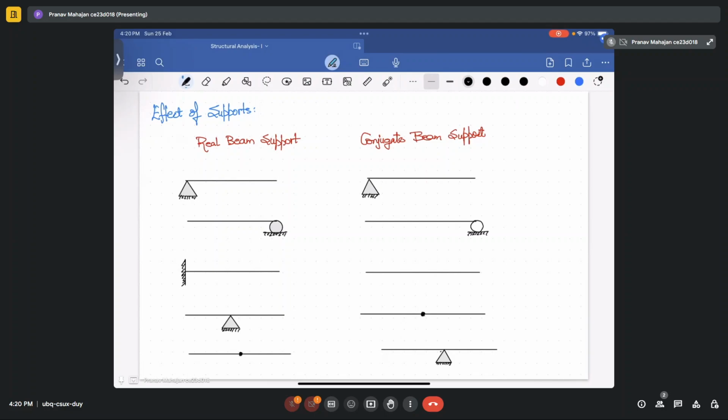So all these effects need to be considered when you are constructing your conjugate beam from the real beam. So you need to remember all these things, or try to gain the concept of what is being taught, and then apply this for the conjugate beam.